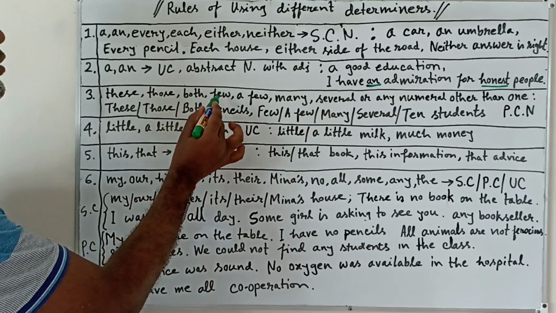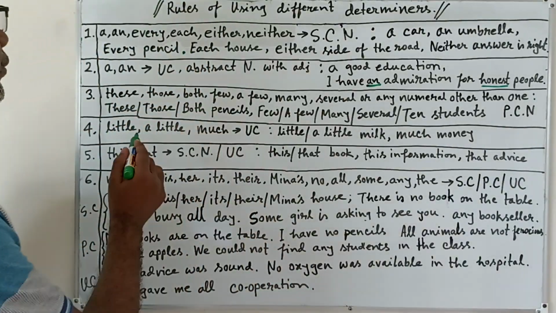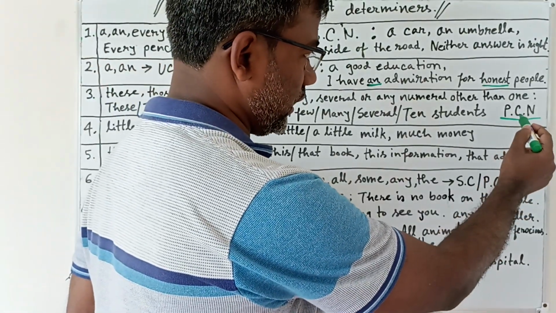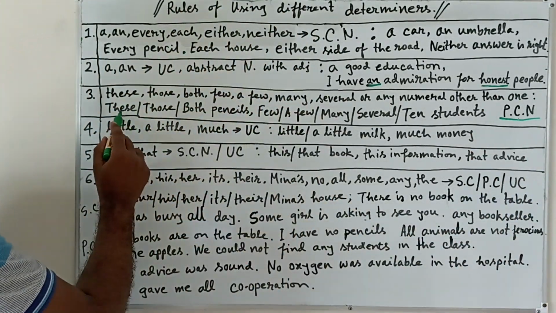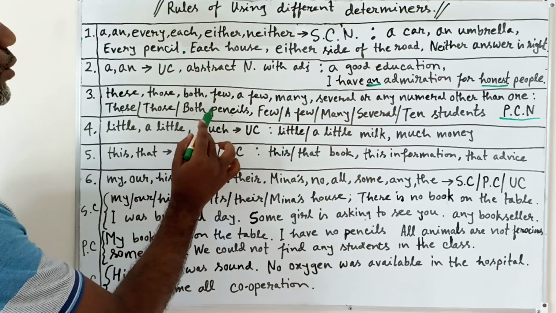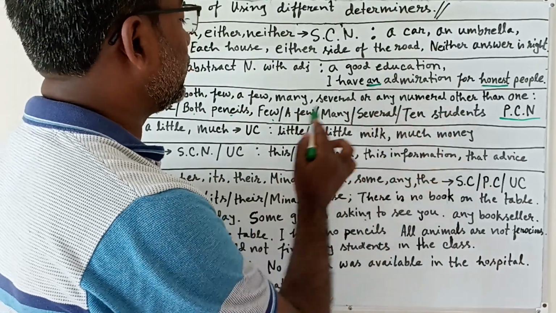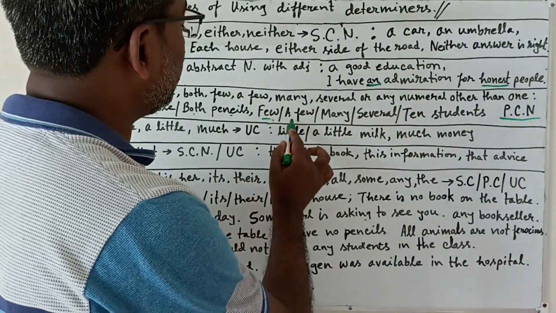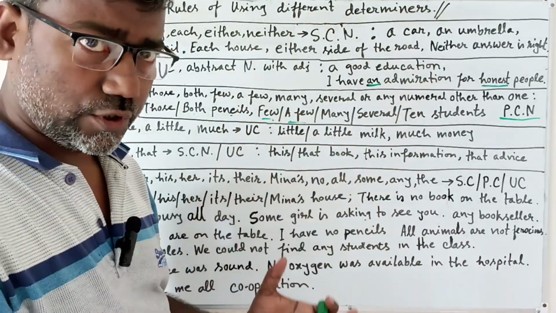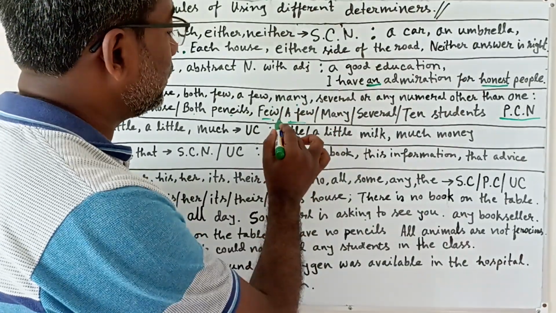These, those, both, few, a few, many, several, or any numeral other than one go with plural countable noun. This is plural countable noun, abbreviation plural countable noun. Let's see the example. These, those, both pencils. That means these pencils, those pencils, both pencils. Few students, a few students. Here I have to say something about few and a few. Few means very small number. A few also a small number, but there is some difference between few and a few.